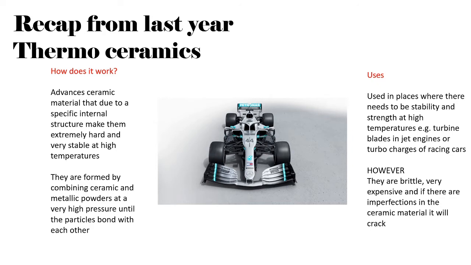Now the reason for that is they are very, very stable at high temperatures and they disperse the heat really, really well. They're formed by combining ceramic and metallic powders at very high pressure, and they bond with each other. What that does is make them very stable and strong under high pressures, whereas other ceramics will crack and crumble and other materials will just burst into flames. So they're really good in things like turbine blades for jet engines and chargers in F1 cars particularly.